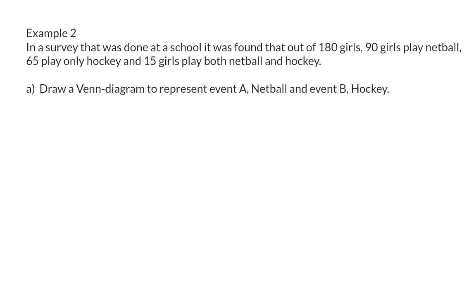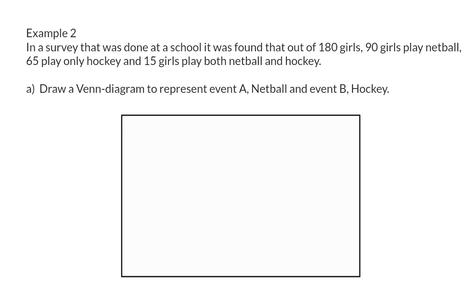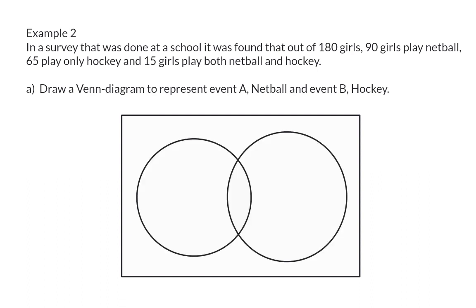Example 2. In a survey that was done at a school, it was found that out of 180 girls, 90 girls play netball, 65 play only hockey, and 15 girls play both netball and hockey. Question A. Draw a Venn diagram to represent event A, netball, and event B, hockey. In this case, our Venn diagram will have 2 circles because there are 2 events. But this time the 2 circles will intersect because there are 15 girls that play both netball and hockey. The whole sample space consists of 180 girls.